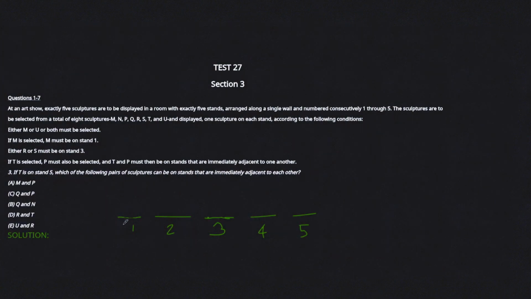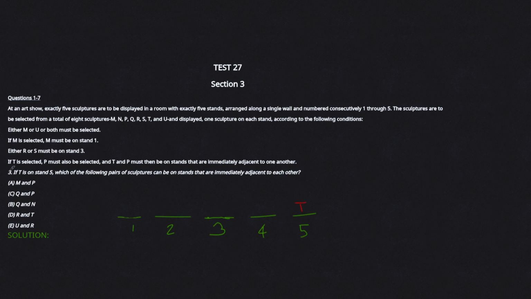Okay, moving on to question number 3. If T is on stand 5, which of the following pairs of sculptures can be on stands that are immediately adjacent to each other? Okay, so let's see. Firstly, we have to put T at stand 5, which is here. You know what? Let me just use another color. Okay. T at stand 5.